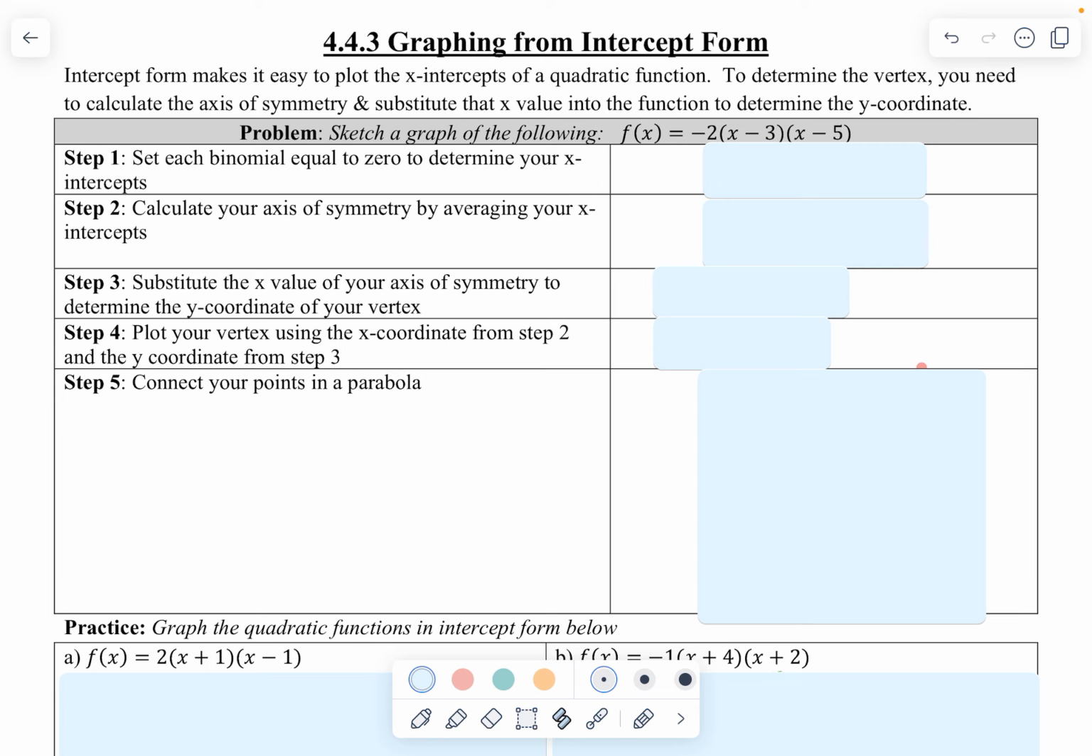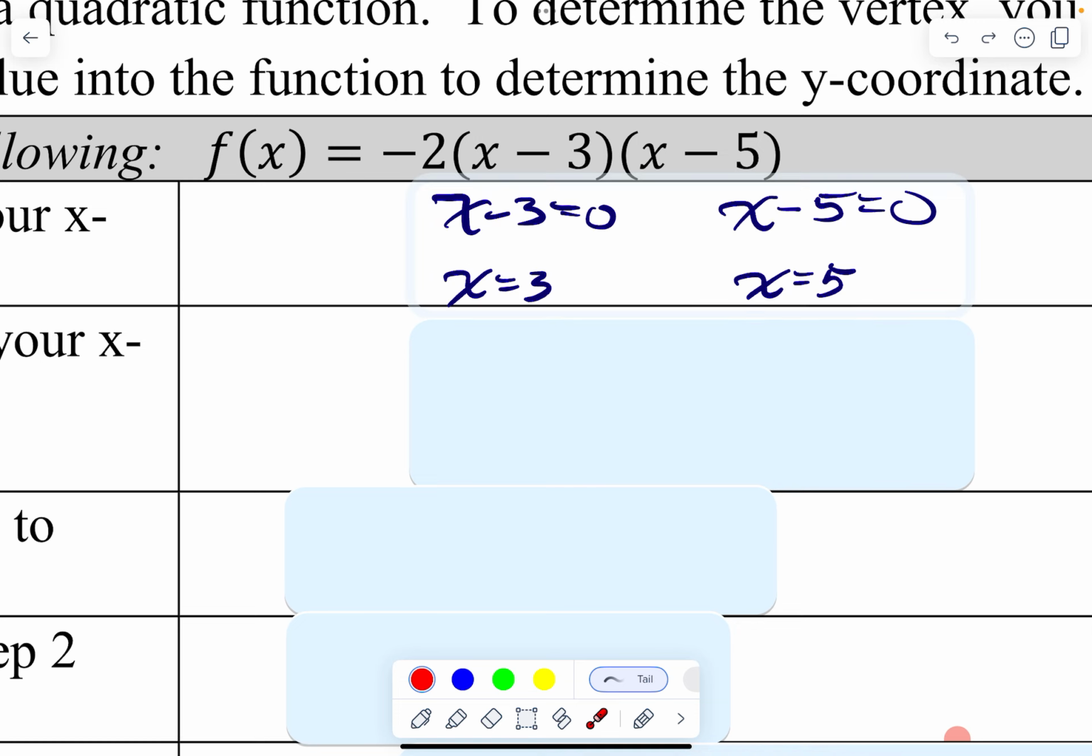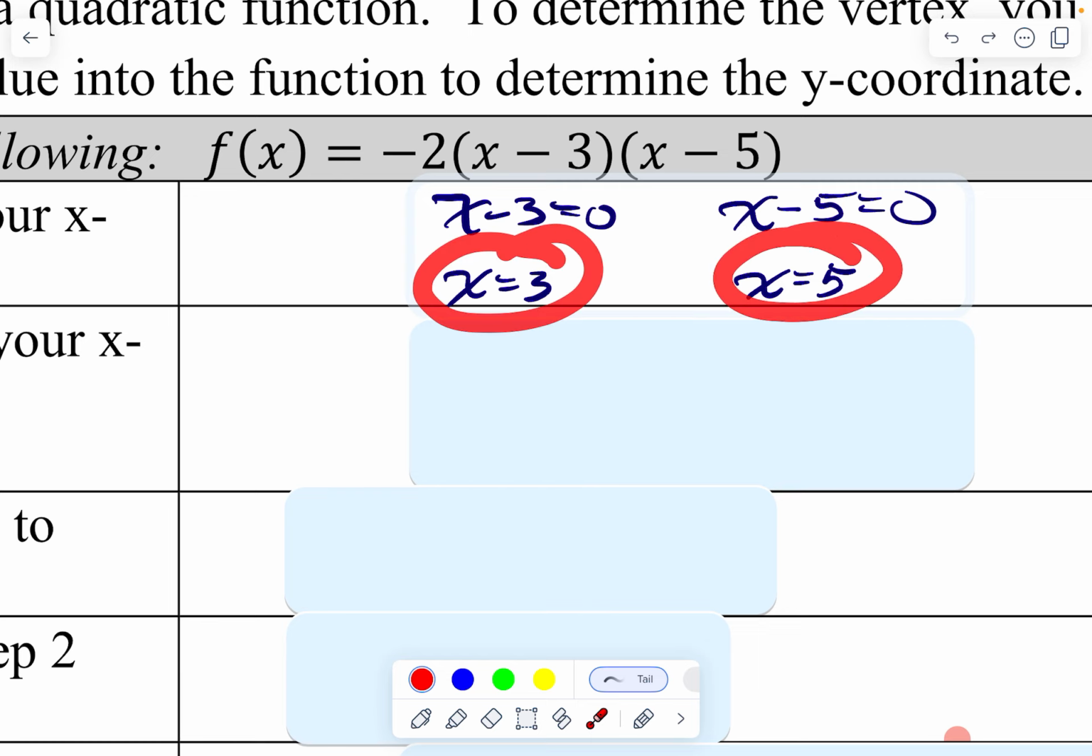And so the first thing we're going to do is take our intercept form and find our x-intercept. So we're actually going to solve this. We're not going to worry about our a value for that. I'm just going to take each factor, like x minus 3 and x minus 5, set each one equal to 0, and solve. So I get x equals 3 and x equals 5. Those are my two x-intercepts.